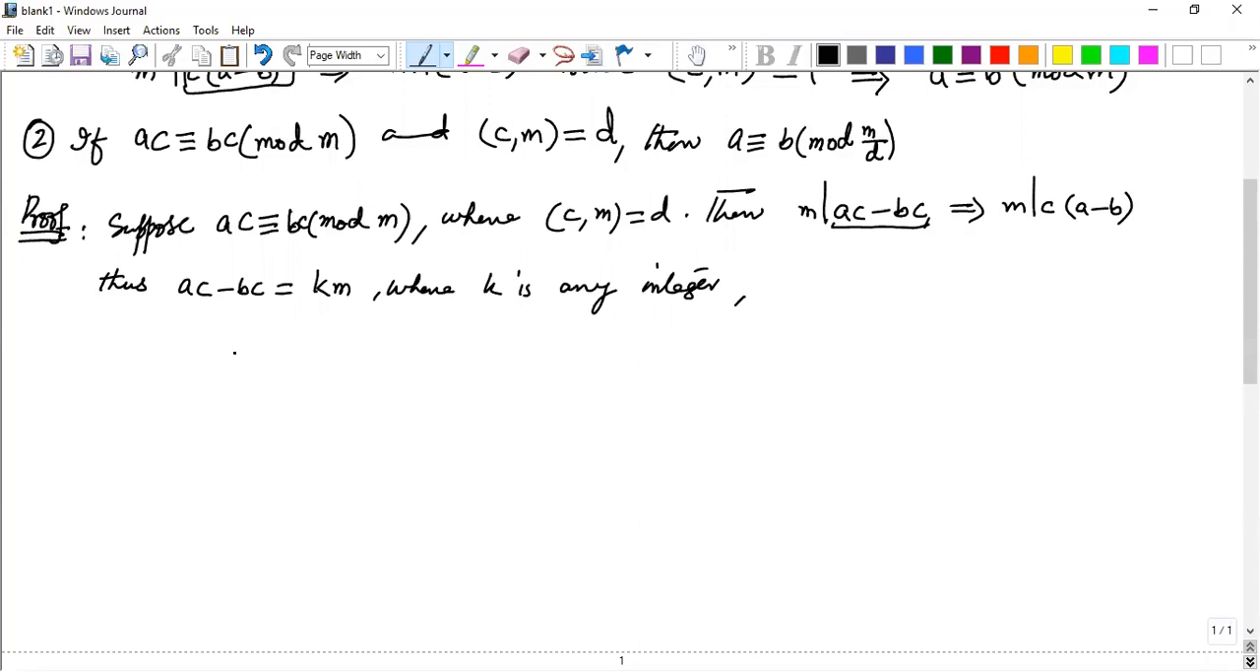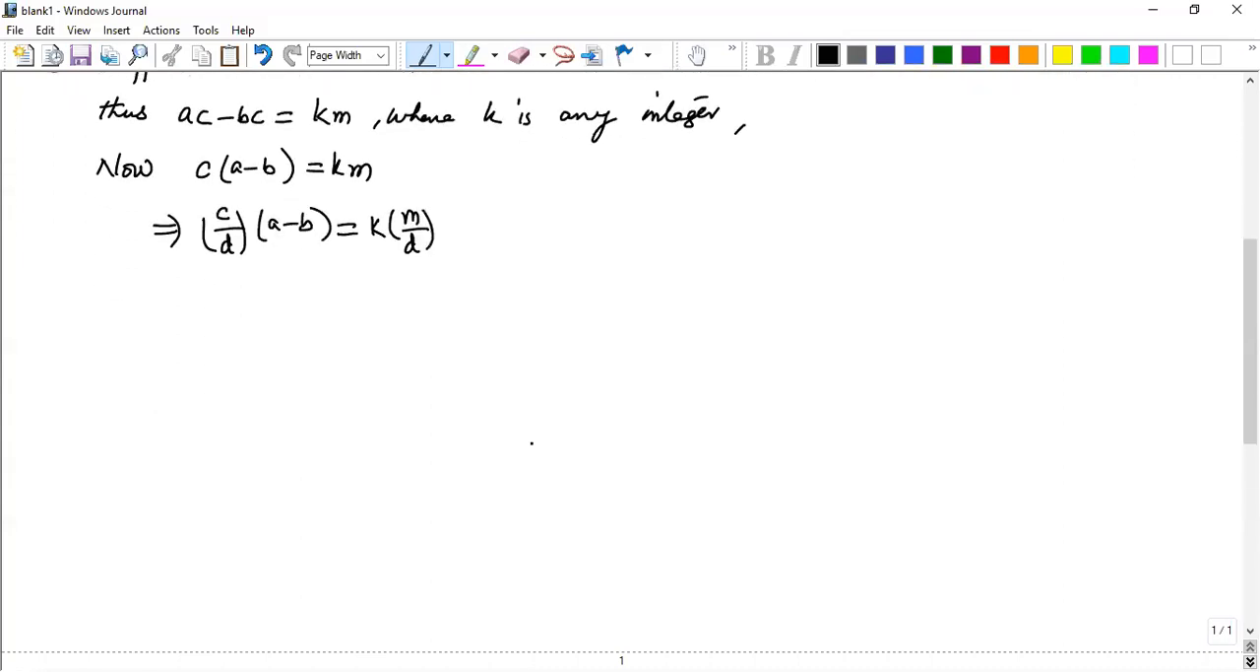Now this can be written as C times A minus B is equal to KM. We divide both sides by the GCD D. So we divide by D here on the left hand side: C divided by D times A minus B equals K times M divided by D.